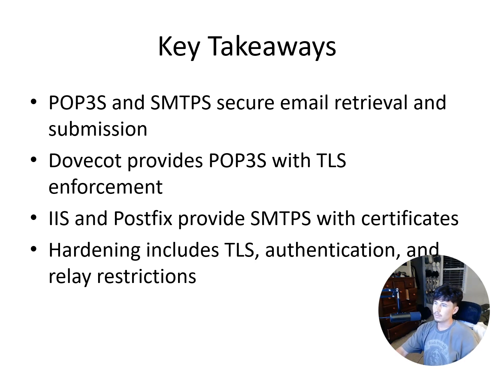In summary, POP3S and SMTPS play critical roles in securing email communications. POP3S, when deployed with Dovecot, ensures that email retrieval is encrypted and safe from eavesdropping. SMTPS, implemented through IIS on Windows and Postfix on Linux, secures email submission by encrypting credentials and message content. Hardening is essential for both protocols and includes enforcing modern TLS versions, requiring authentication, and restricting relaying to prevent abuse. By following these practices, organizations can ensure that their email infrastructure is resilient, trustworthy, and capable of withstanding modern threats.